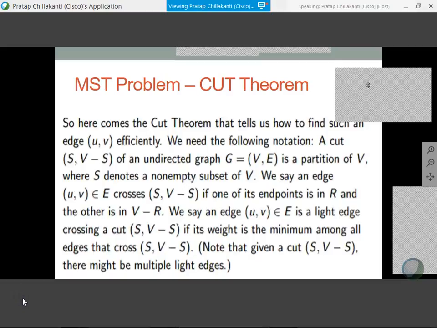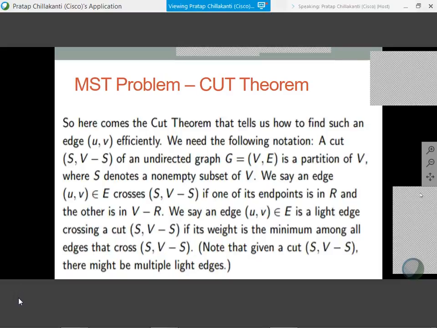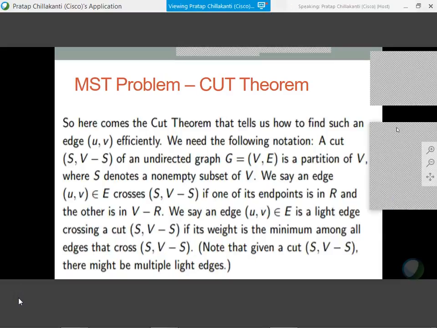What does the cut theorem tell you? Again, theory, but I'll give you a nice example in just a minute. So basically, the cut theorem tells you how to find that UV. What is the edge that you need to add?